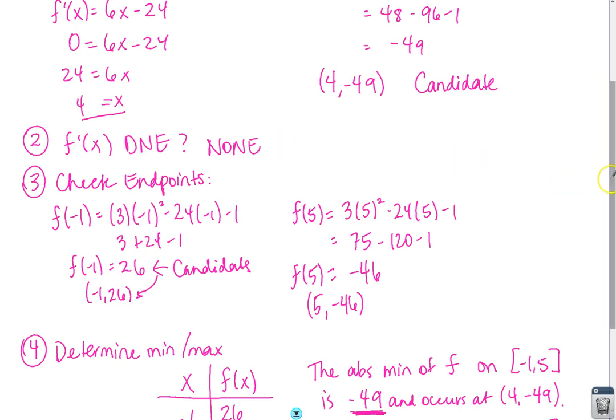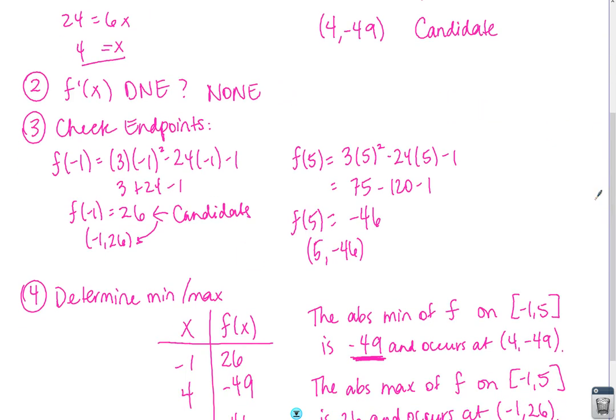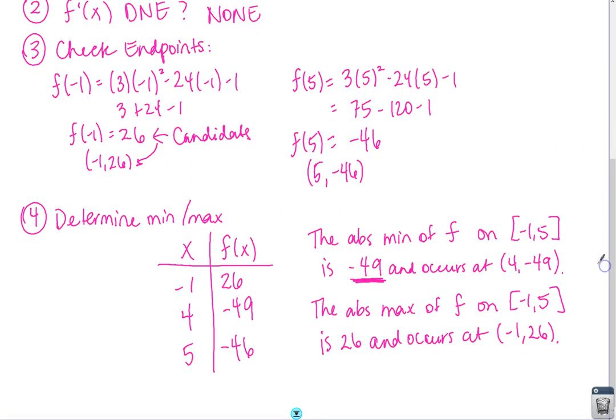And then I plugged in my endpoints to see what those y values were, 26 and -46. Then I put those into my fancy chart here, and then I just determined what my absolute minimums and maximums were from there. Okay? Hope that made sense. If not, go back a minute and watch it again.